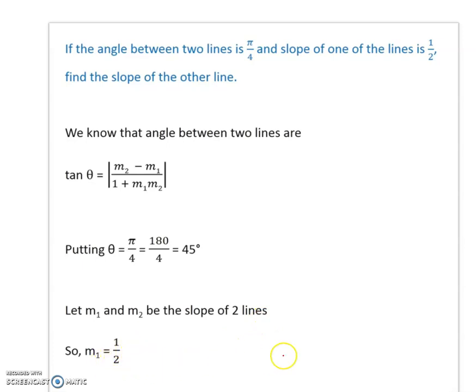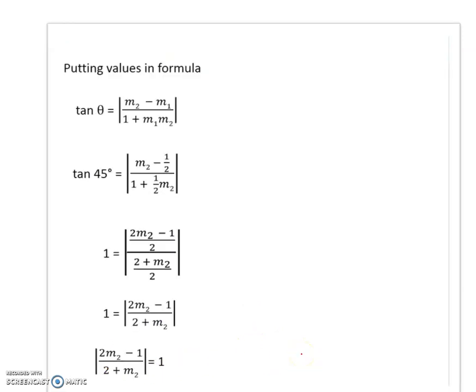Consider m1 is equal to 1 upon 2. Then we put tan 45 is equal to m2 minus 1 upon 2, upon 1 plus 1 upon 2 into m2. We put the value of m1 here, m1 is equal to 1 by 2. Next, we take the cross multiplication: 2m2 minus 1 upon 2, and 2 plus m2 upon 2. The 2 gets cancelled and we derive 2m2 minus 1 upon 2 plus m2.